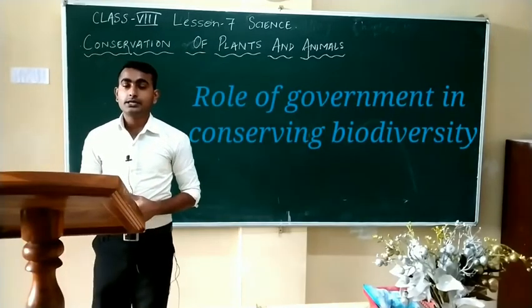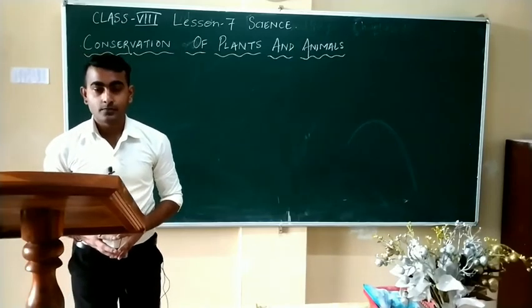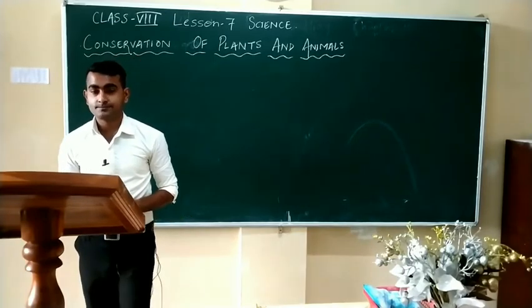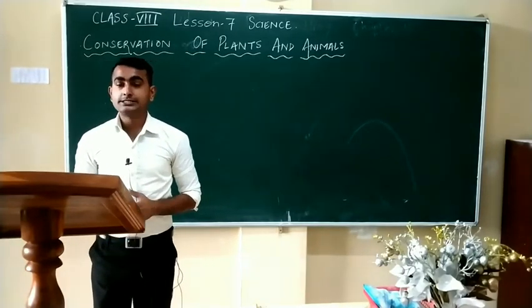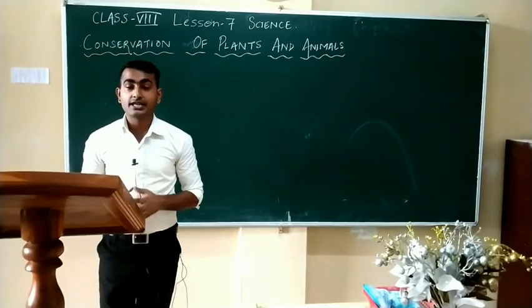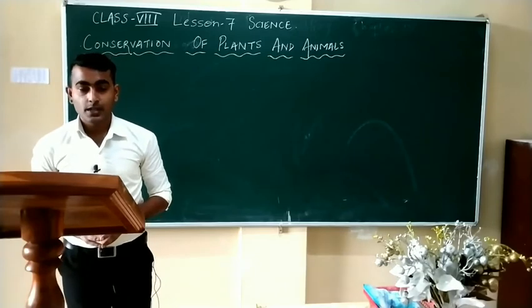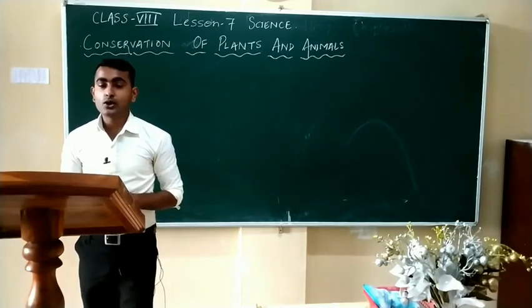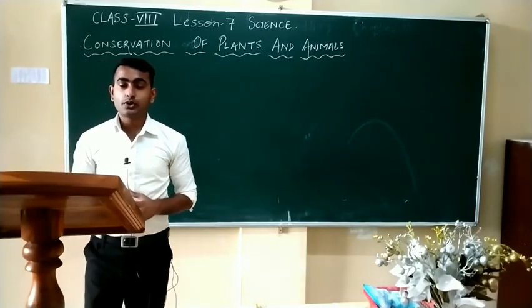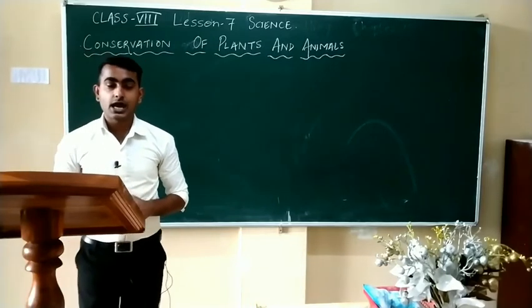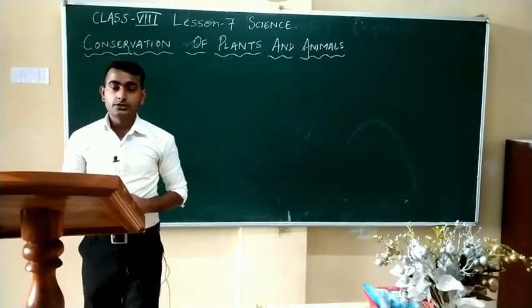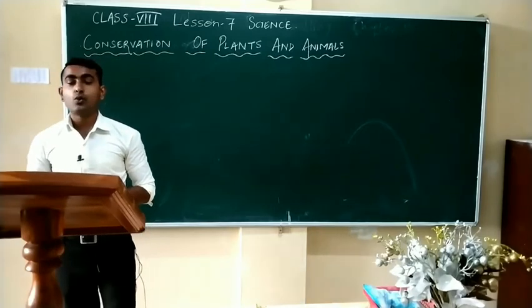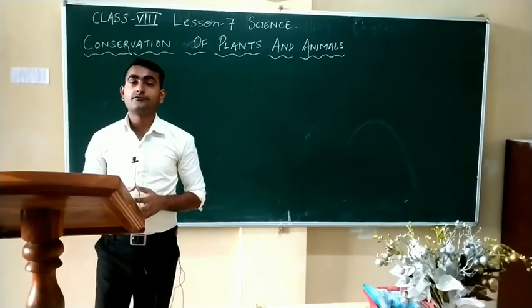The role of government in conserving biodiversity. Involvement of the government is vital to the preservation of biodiversity. Implementing laws and taking timely measures to protect living organisms and habitats are important. However, it is not enough just to have laws. There must also be the will and the resource to enforce them.